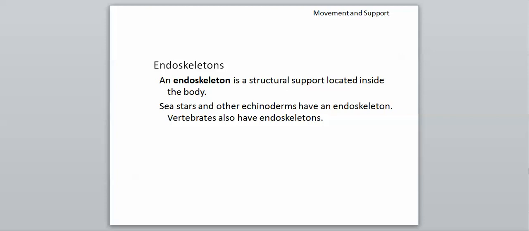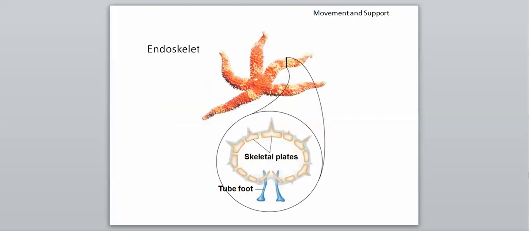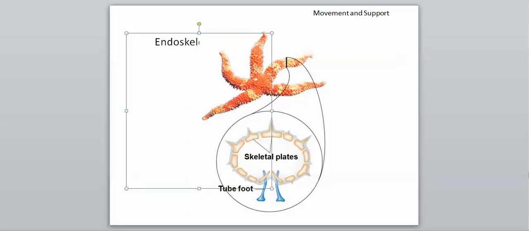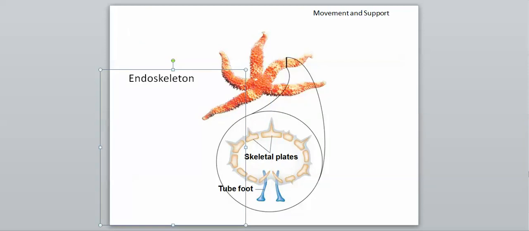An endoskeleton is just a structural support that's located inside of the body. Remember, our sea stars and our other echinoderms had an endoskeleton. And some of our vertebrates, actually all of our vertebrates, sorry, which we talk about in our next chapter, have endoskeletons as well. And you can't obviously see our endoskeleton from the outside, so this is a drawn version of what the endoskeleton looks like.